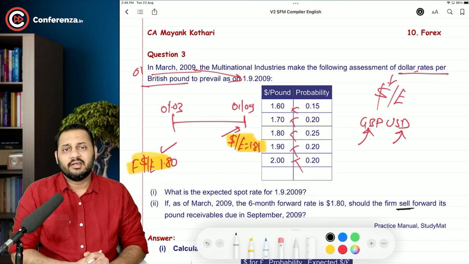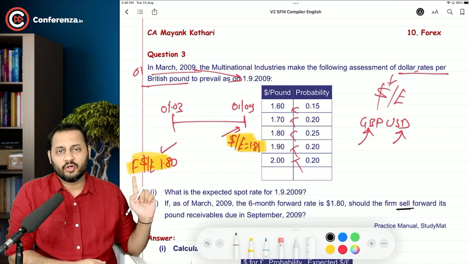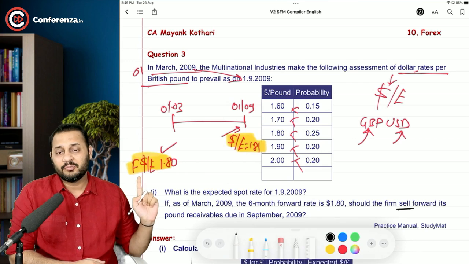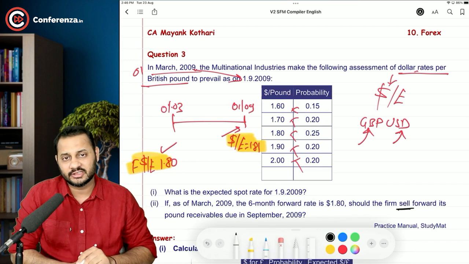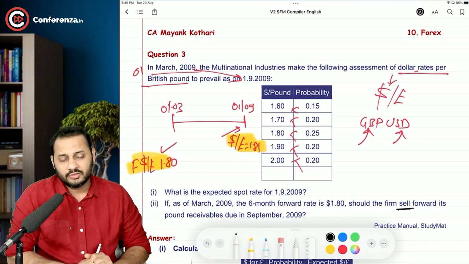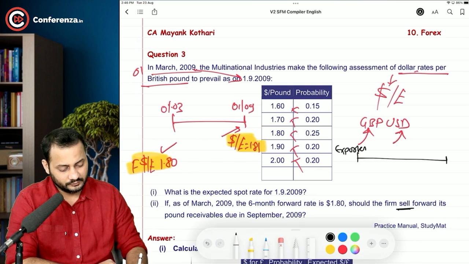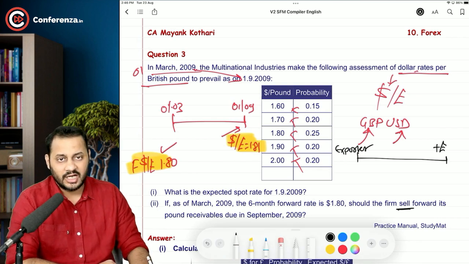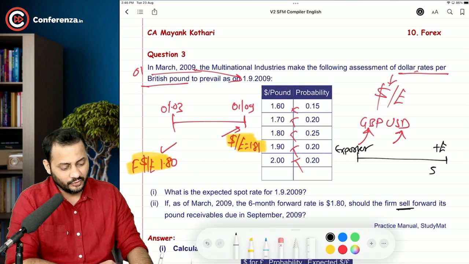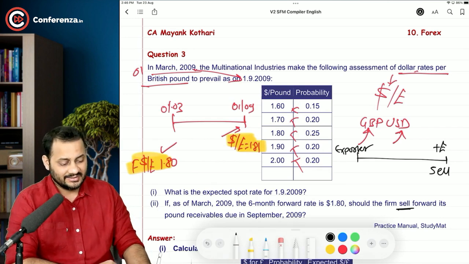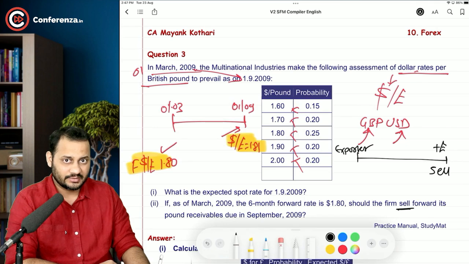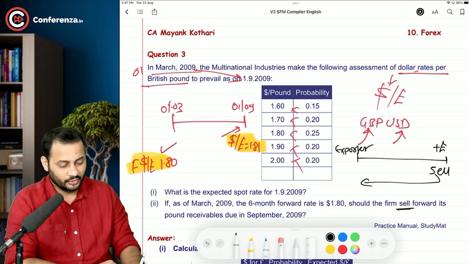What do you mean by sell transaction? If you enter into a forward sell, that means you want to sell the base currency at some future date, which is 6 months from now. So if you are an exporter, you will receive the pounds after 6 months and you would want to sell them to the bank. And since you want to sell the pound at expiry, you would want to sell forward.